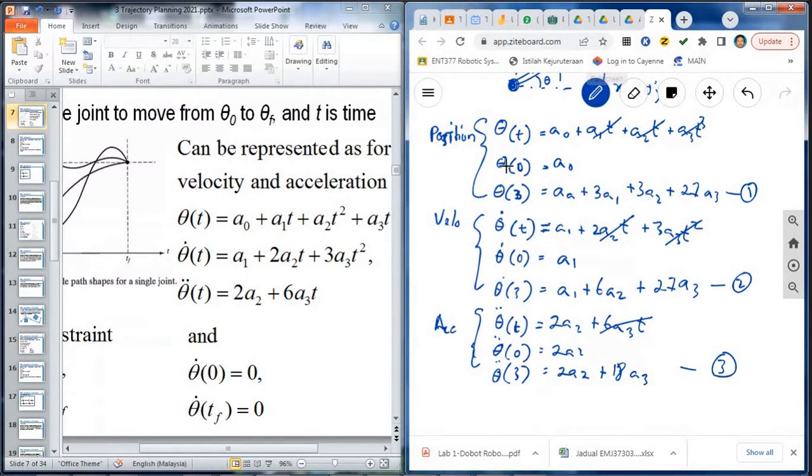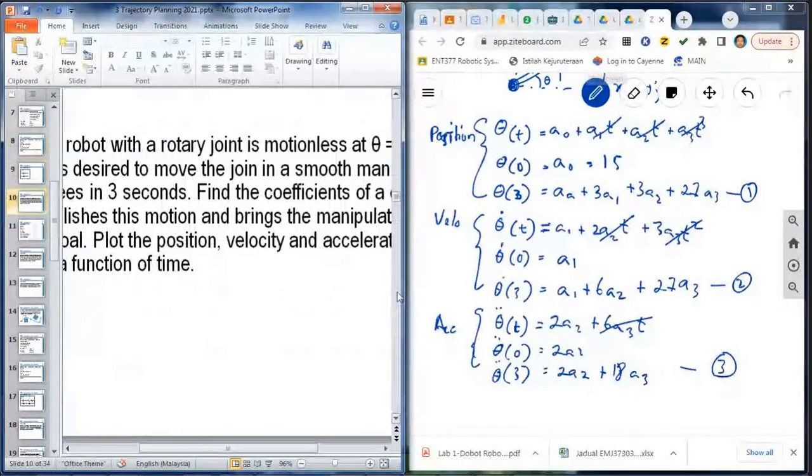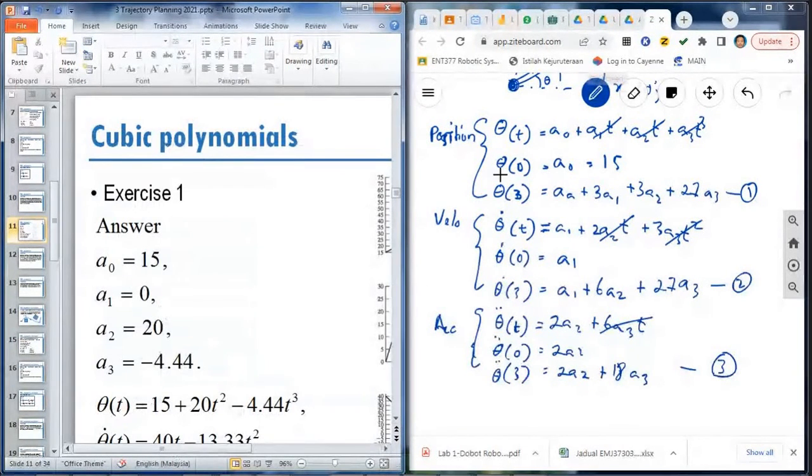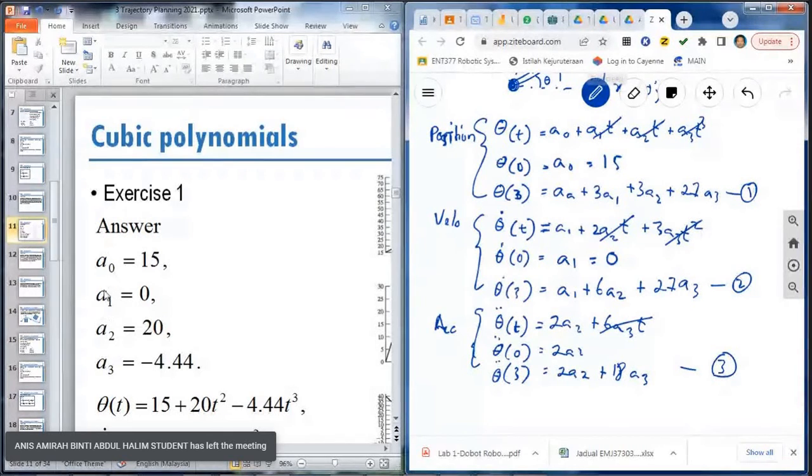So this one, theta 0 equal to A0 equal to 15 degrees, because at time 0, theta equal to 15 degrees. So you get A0 equal to 15. Okay, velocity at time equal 0, velocity equal to 0. So you get A1 equal 0.